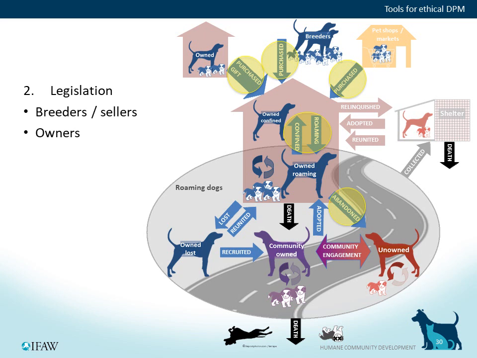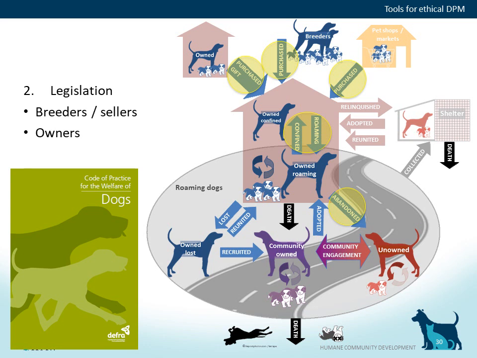Legislation of owners addresses some of these processes. It should make cruel and neglectful behaviour, including abandonment, illegal. But there is also the opportunity to go further and encourage behaviours to ensure positive welfare, as done through the Code of Practice for the Welfare of Dogs in the UK. Now, the behaviours listed in that document are not intended to be legally binding, but rather they're practical guidance on how owners can comply with the Animal Welfare Act in the UK. But they also go further and suggest those behaviours that will contribute to their dog's well-being.